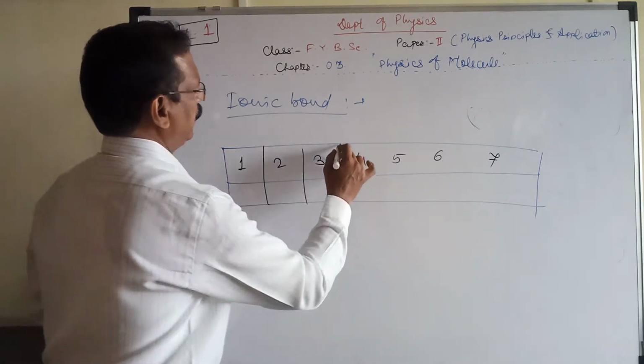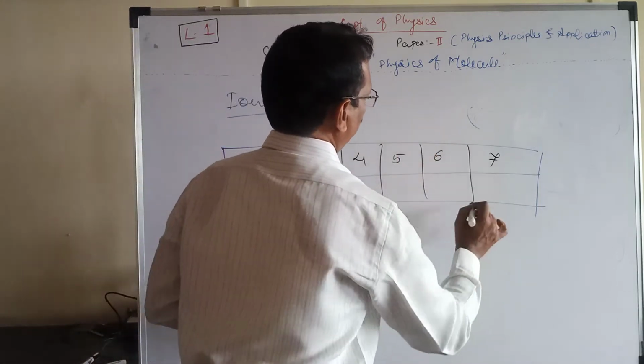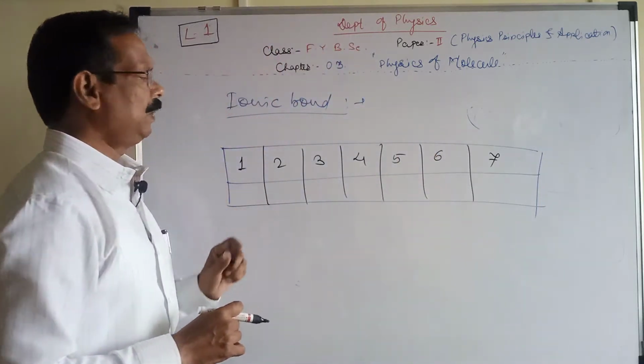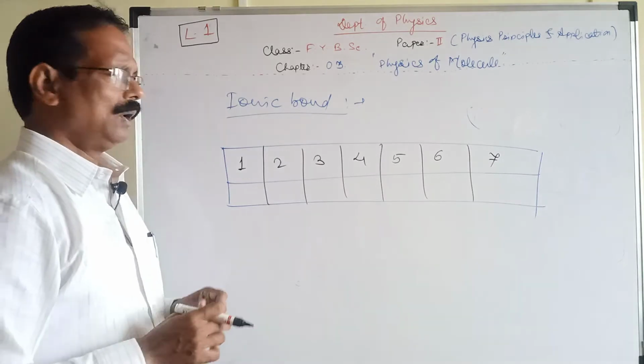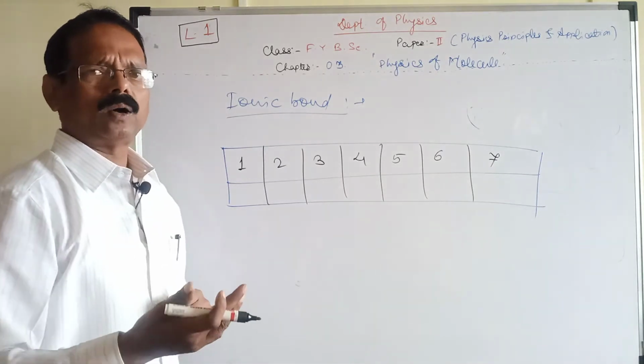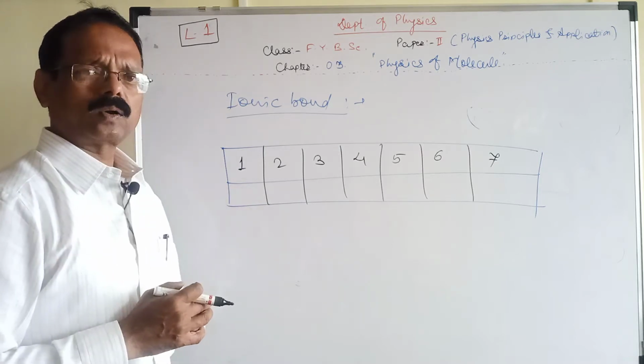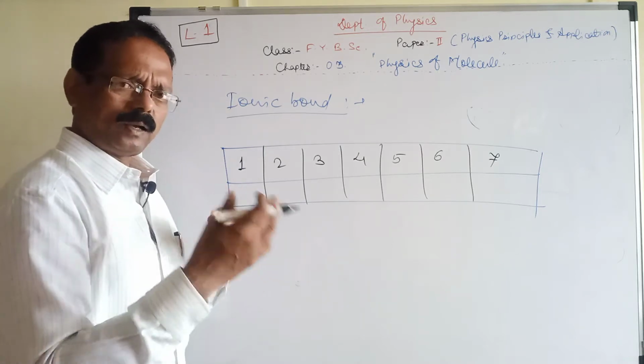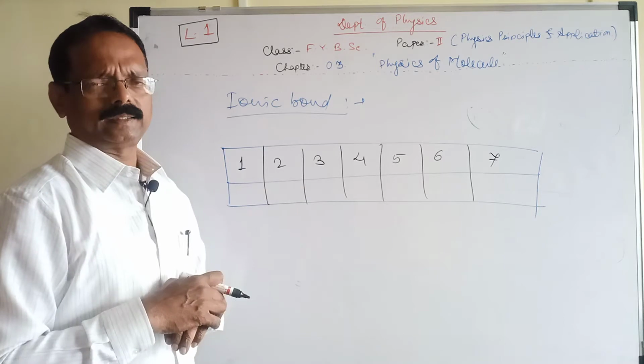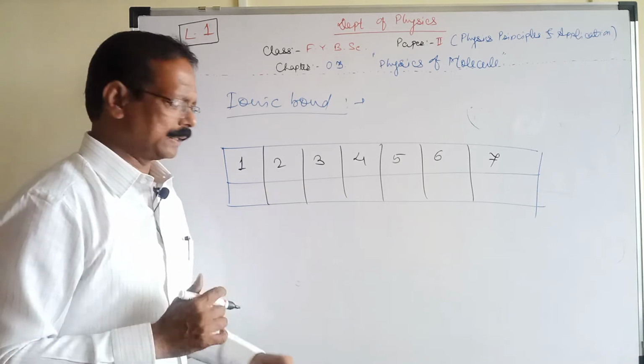So these are the elements in the universe having electrons in the outermost orbits: 1, 2, 3, 4, 5, 6, 7 here. So we know that to complete the octet, 8 electrons are required. Now in this case there is one electron in the outermost orbit. Now I will give you one example here.